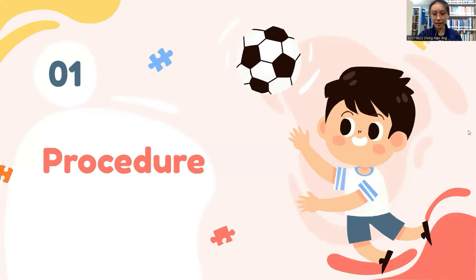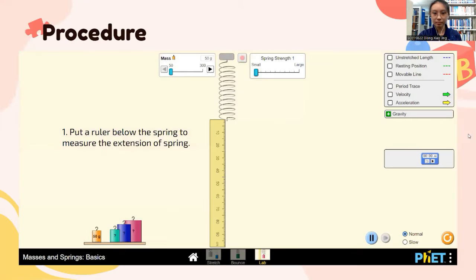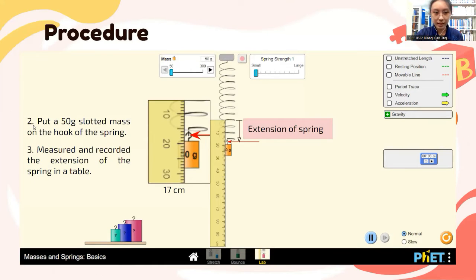Now I would like to explain the procedure that I did in the simulation of the experiment. Firstly, put a ruler below the spring to measure the extension of the spring. You can see that the 0 mark of the ruler is put below the spring. Then put a 50-gram slotted mass on the hook of the spring. Measure and record the extension of the spring in a table.